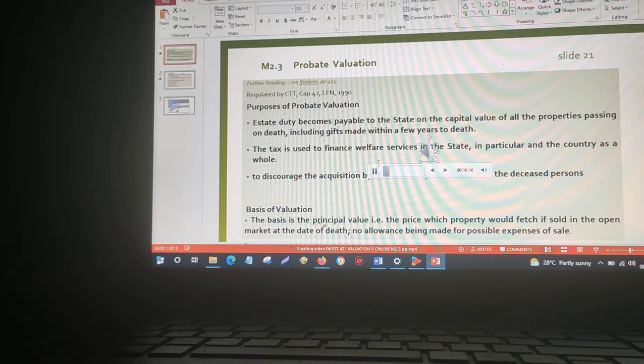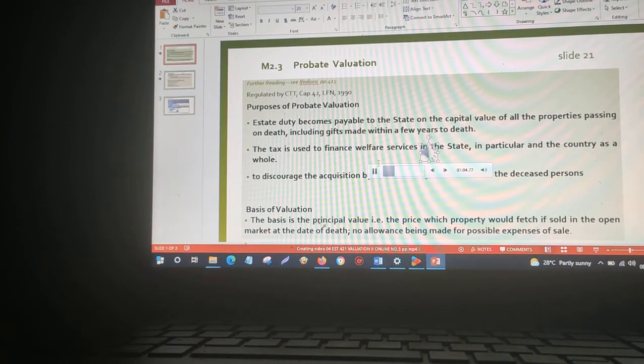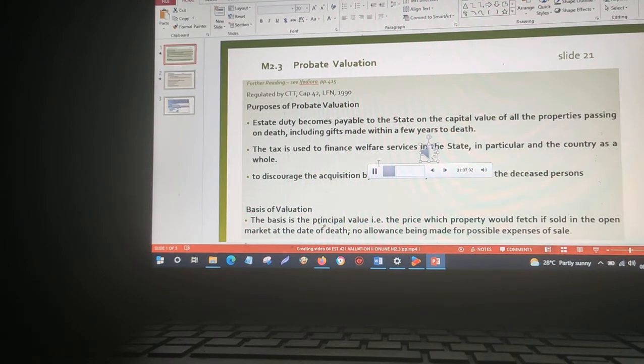But let's discuss it. The purpose of probate valuation. When an owner of real property or personal property dies, the estate duty becomes payable to the estate on the capital value of all the properties passing on death, including gifts made within a few years to death, which are deemed to pass for the purpose of estate duty.